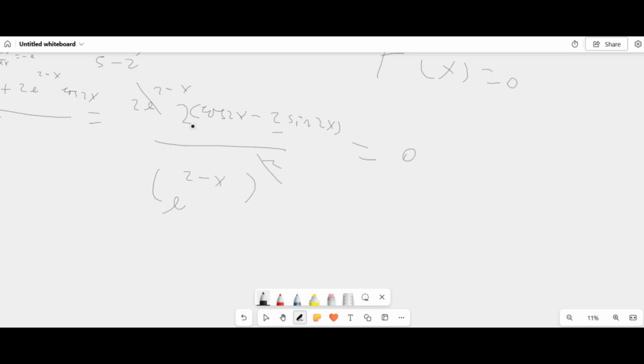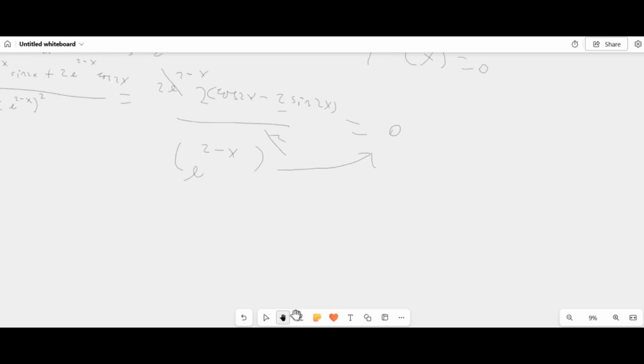Yeah, you just get 2 there. It doesn't really matter. That's just 2 equals 0 anyway. It doesn't really matter, bro. But what I'm trying to say is times this up here, it becomes 0. So you can divide 2 as well, and it will become 0. So what I'm trying to say basically is that you get cos 2x minus 2 sine 2x equal to 0. That's what I'm trying to say.